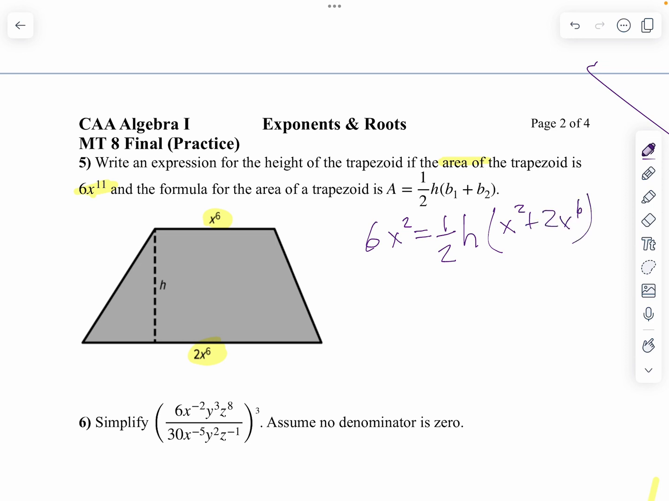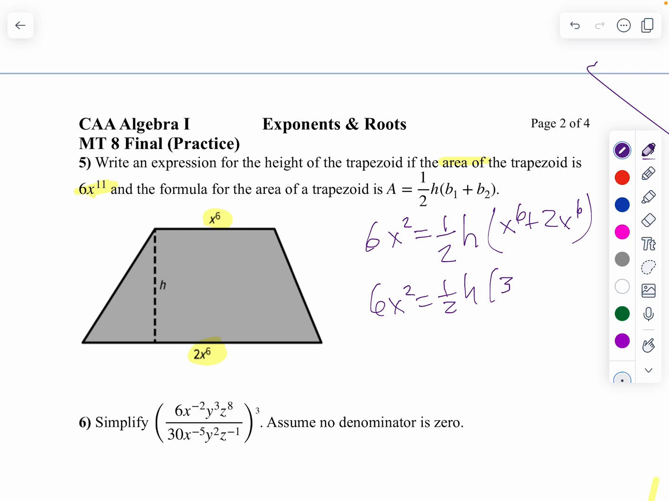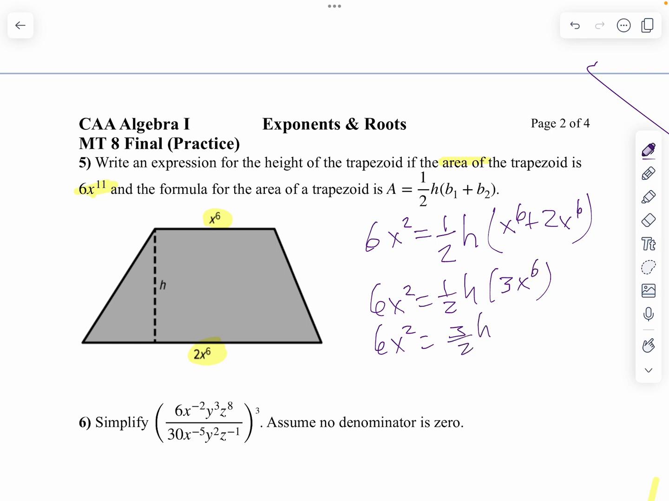Now we want to solve for h. So 6x to the 11th equals 1/2 h. If I combine x to the 6 plus 2x to the 6, well, that's 3x to the 6. If I take half of that, we'll get 3/2 h times x to the 6 power.